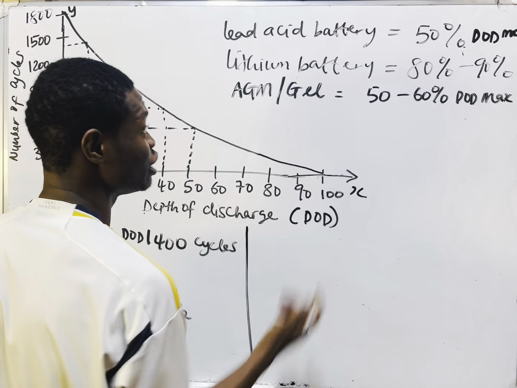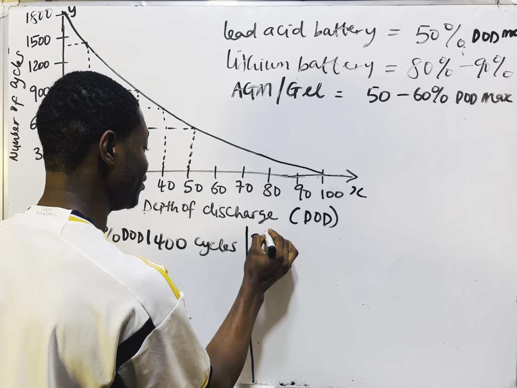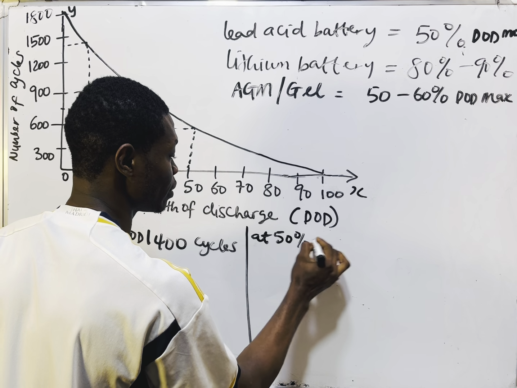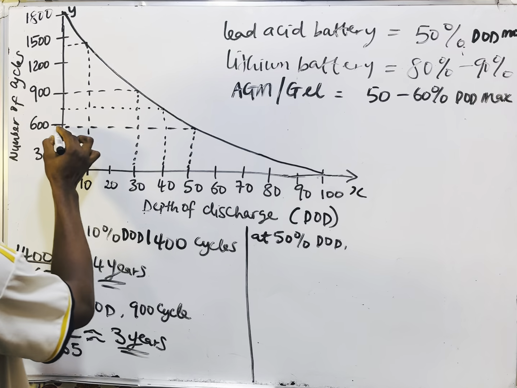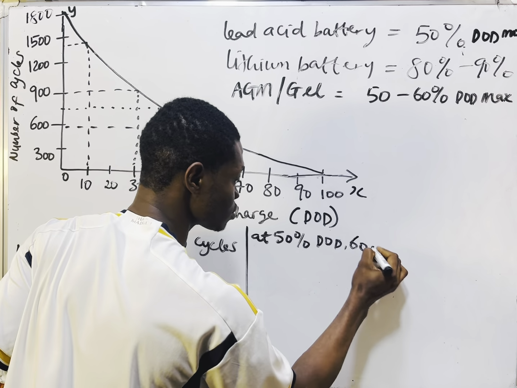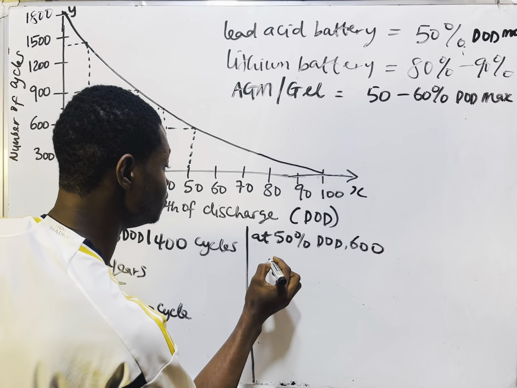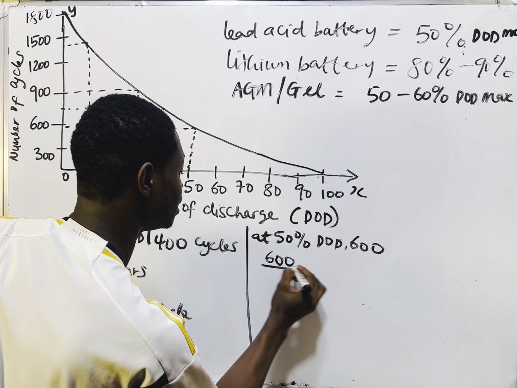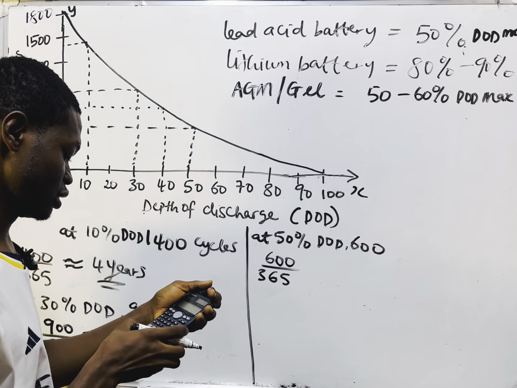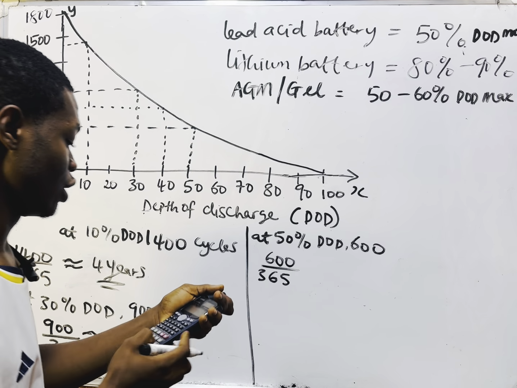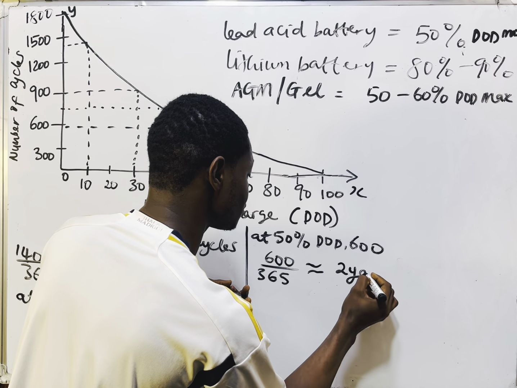So let's assume we are making use of a lead acid battery at 50% DOD. At 50% DOD, the cycle will be what? 600. So we are going to have 600 divided by 365. 600 divided by 365 will give us approximately 2 years.